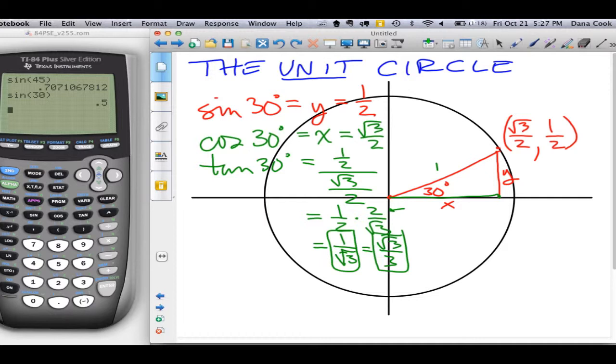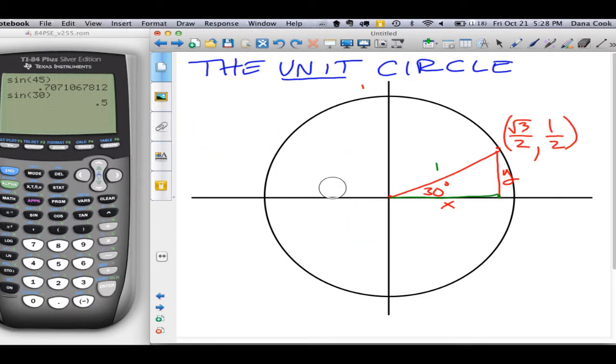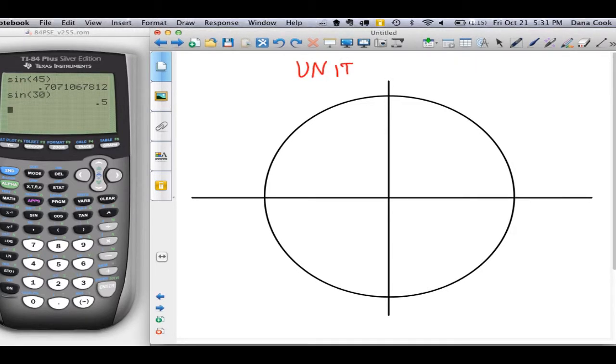So these are the kinds of things we're going to be asking you to do. All right, I have a couple example problems from the book, but you get the idea. You're in the unit circle, and I'm going to ask you to find the cosine of negative 180 degrees.